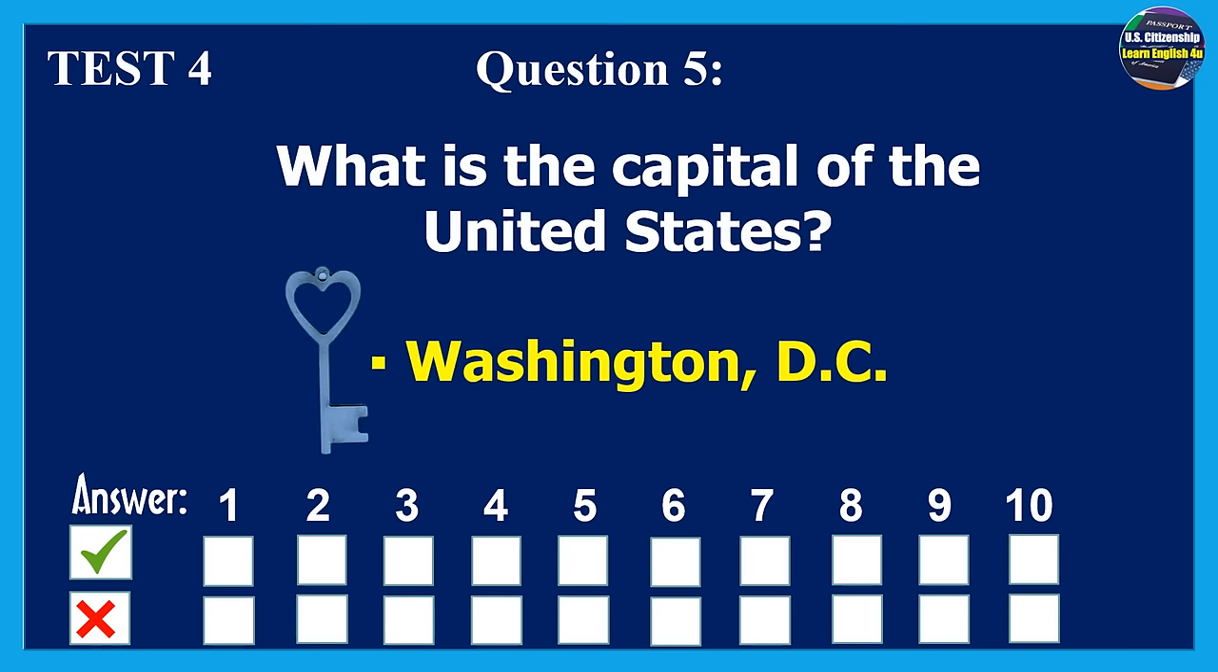What is freedom of religion? You can practice any religion or not practice a religion. What ocean is on the east coast of the United States? Atlantic Ocean. If both the president and the vice president can no longer serve, who becomes president? The Speaker of the House.